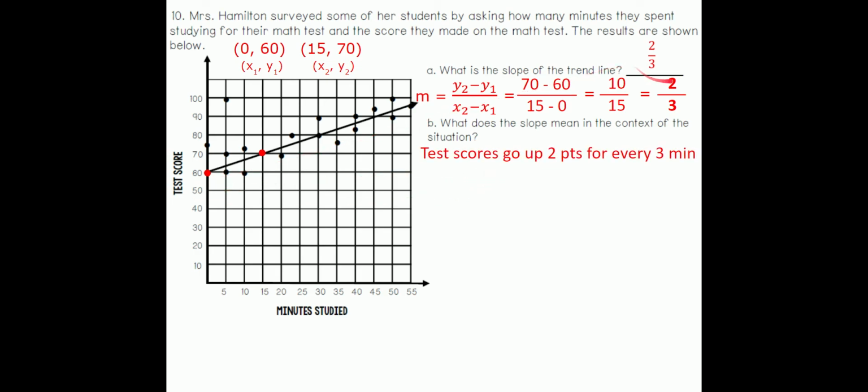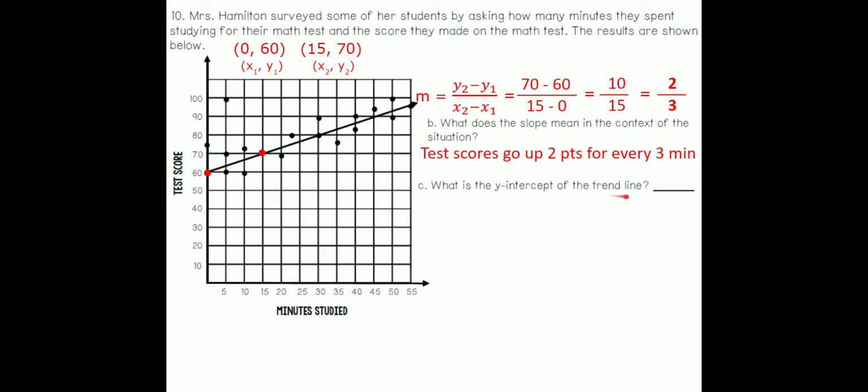So we see that if the test scores is 2 and the minutes studied is 3, that means that when the test scores go up by 2, then the minutes go up by 3. So the test scores go up 2 points for every 3 minutes is how we would write it in English. So 2 points in score for 3 minutes of studying.